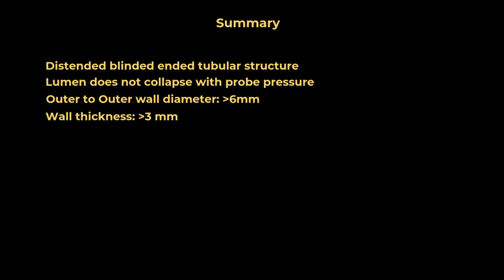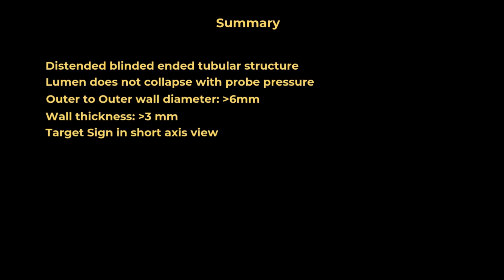Wall thickness is another key finding. A wall thickness greater than 3 mm is abnormal. The wall layers often appear hypoechoic. In transverse view, the thickened wall forms concentric rings. This creates the classic target sign or bullseye appearance.